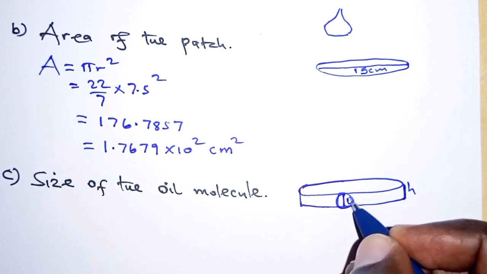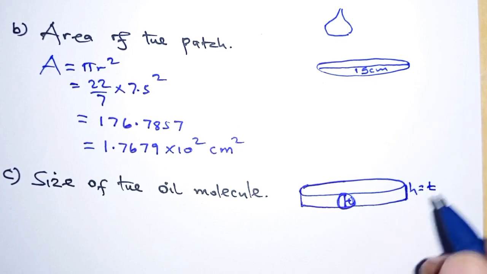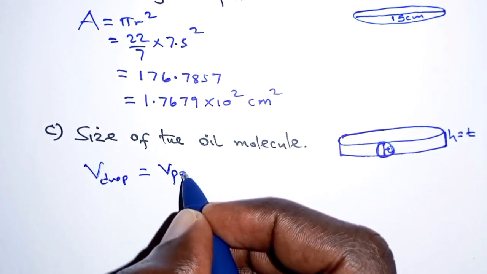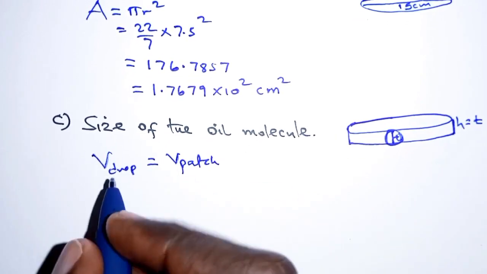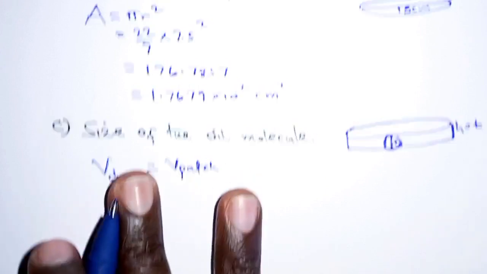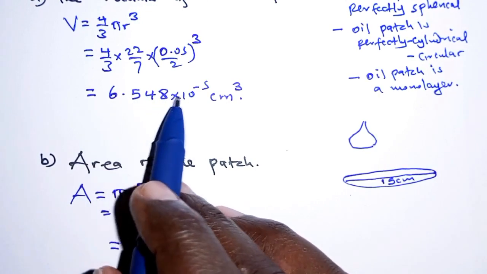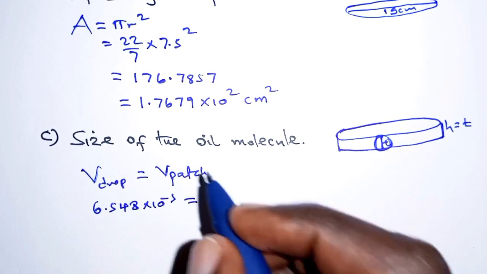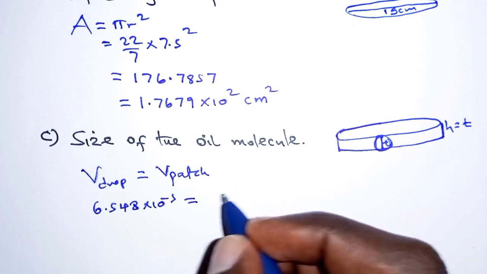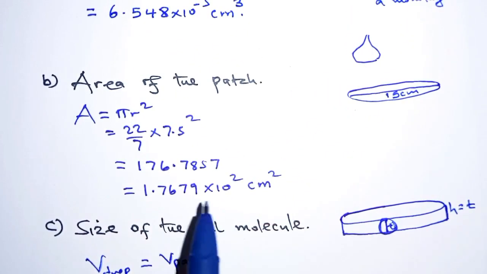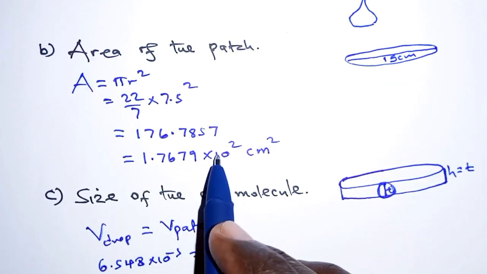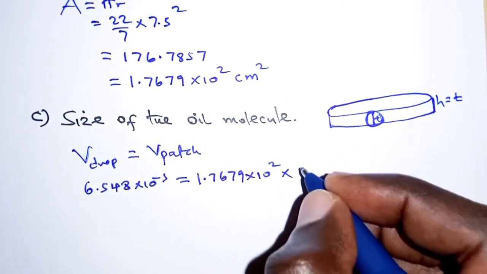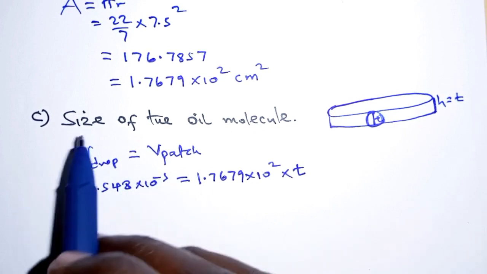So if we consider the size of the molecule as T, which is equivalent to the height of the cylinder, then we can say that the volume of the oil drop is equal to the volume of the patch. Remember, it is the oil drop that spreads into the patch, so the volume remains the same. And the volume of the oil drop we already had in the first part as 6.548 times 10 power negative 5. And that is equated to the volume of a cylinder, which is cross-sectional area times the length or the height. So the cross-sectional area is just the area of the patch, which is 1.7679 times 10 power 2, and we multiply that by the height of the cylinder, and the height of the cylinder is equivalent to the thickness of the oil molecule, and that will be the size of the oil molecule.